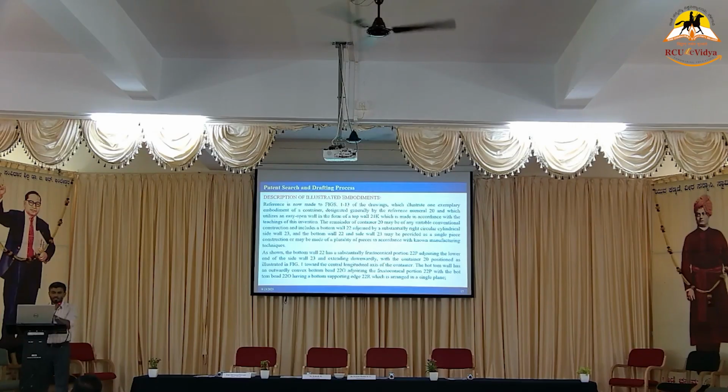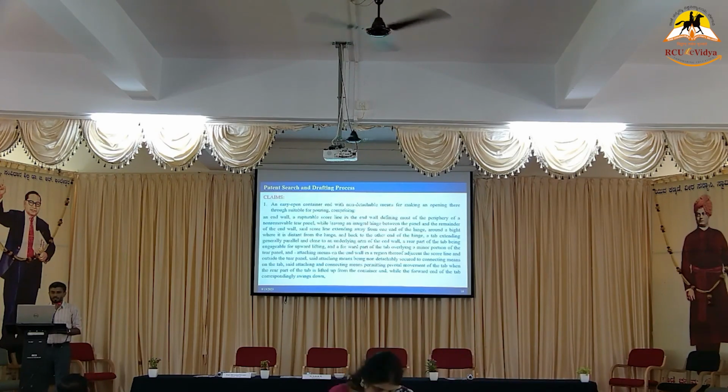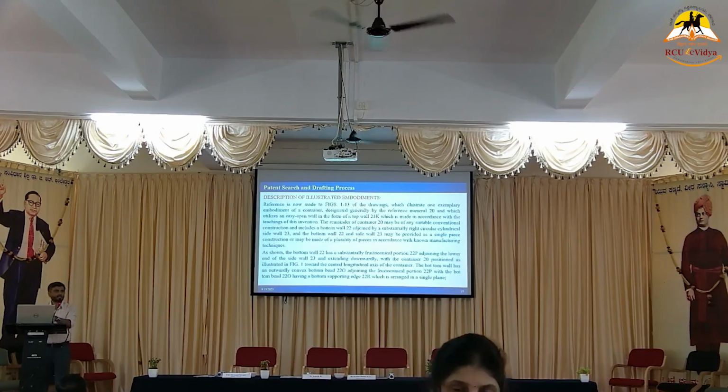So the description of illustrated embodiments includes how each and everything is interconnected. Okay. Any product is interlinked with each other. How it is interlinked, you need to show in the description of illustrated embodiments. See, this is nothing but the inventive step. Understood, right? This should be very carefully drafted.